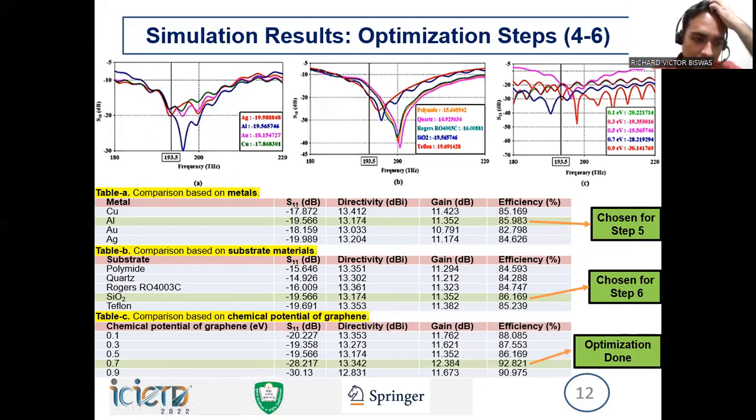Then in table C, the last stage of the optimization process, graphene with 0.7 electron volts chemical potential has been considered because such biasing voltage brings forth an excellent nanoantenna efficiency of 92.821% in contrast to other values.